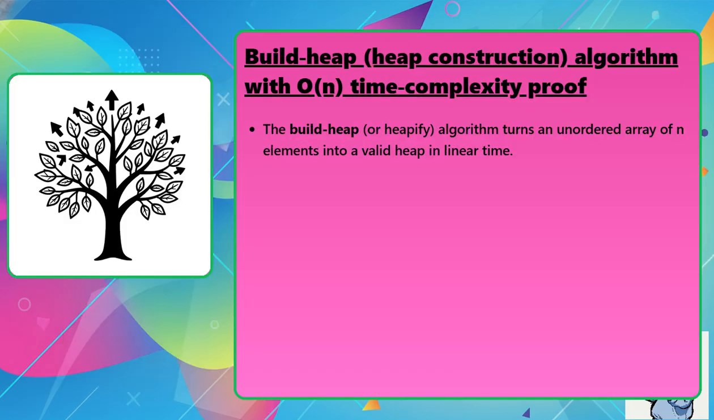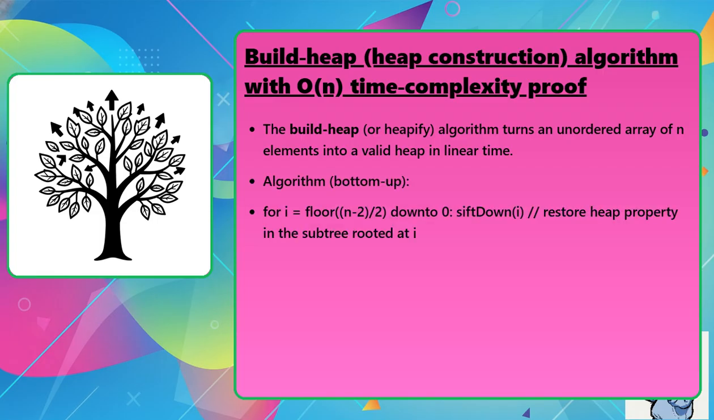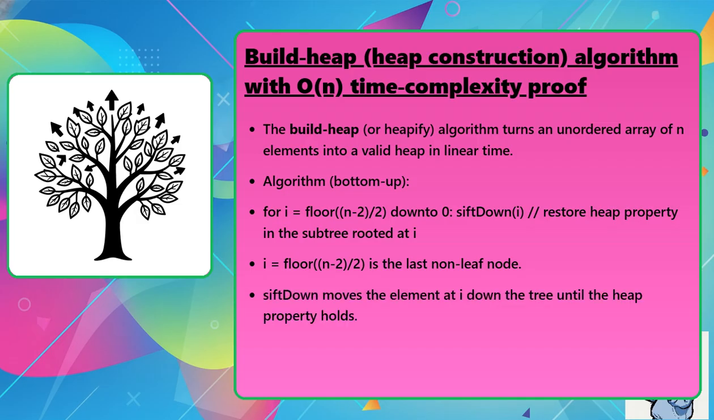The build heap or heapify algorithm turns an unordered array of n elements into a valid heap in linear time. This algorithm works bottom-up. For i equals floor of (n minus 2) divided by 2 down to 0, sift down i, restoring the heap property in the subtree rooted at i. i equals floor of (n minus 2) divided by 2 is the last non-leaf node. Sift down moves the element at i down the tree until the heap property holds.